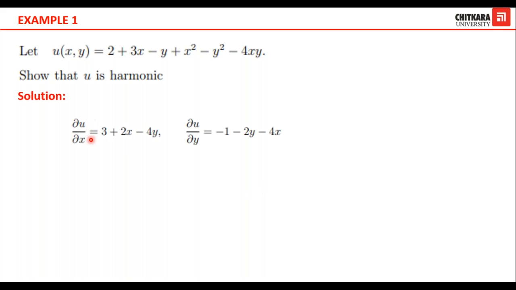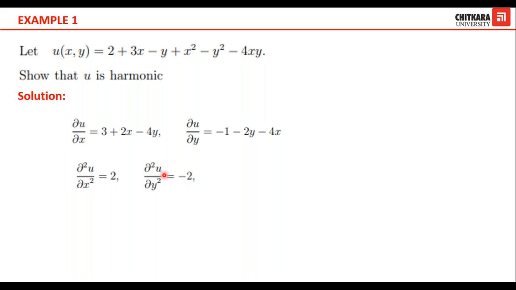So let's first calculate the first order partial derivatives. So we have del u by del x, so you can calculate quickly. What is del u by del x? 3 plus 2x minus 4y. And what is del u by del y? It is minus 1 minus 2y minus 4x, right? Okay. Let's calculate the second order partial derivatives. Now, what is del squared u by del x squared? It is simply 2 from this expression. And what is del squared u by del y squared? It is minus 2. So we get this.